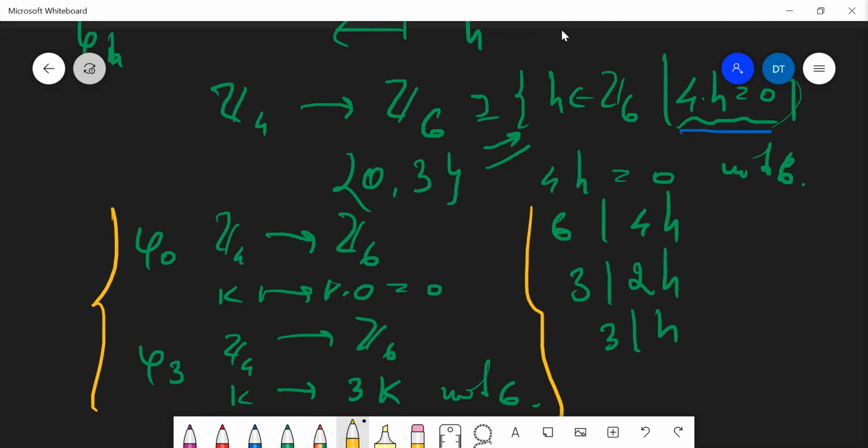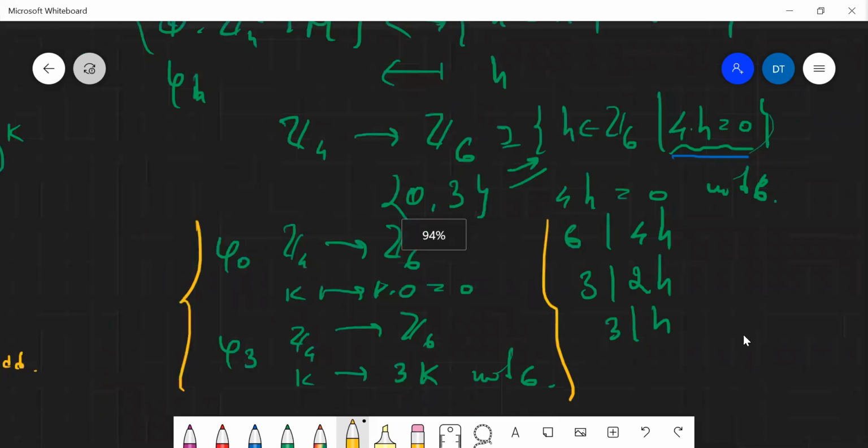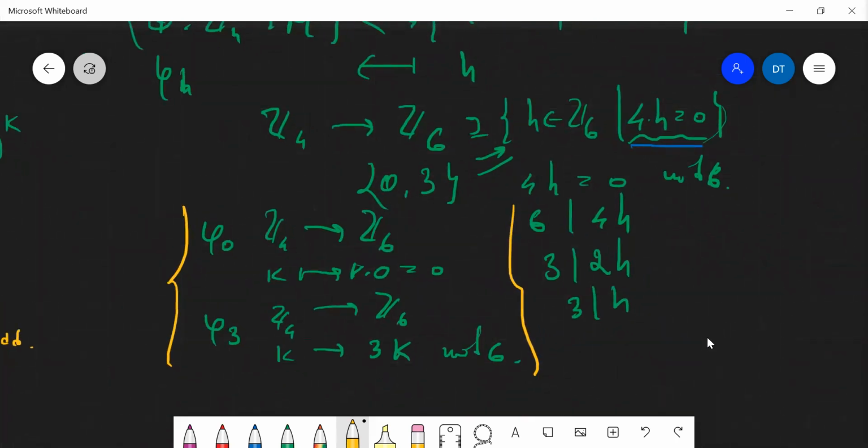Are there any questions regarding this example? I have a question. Yeah. Why have we decided that there are exactly 2 homomorphisms?